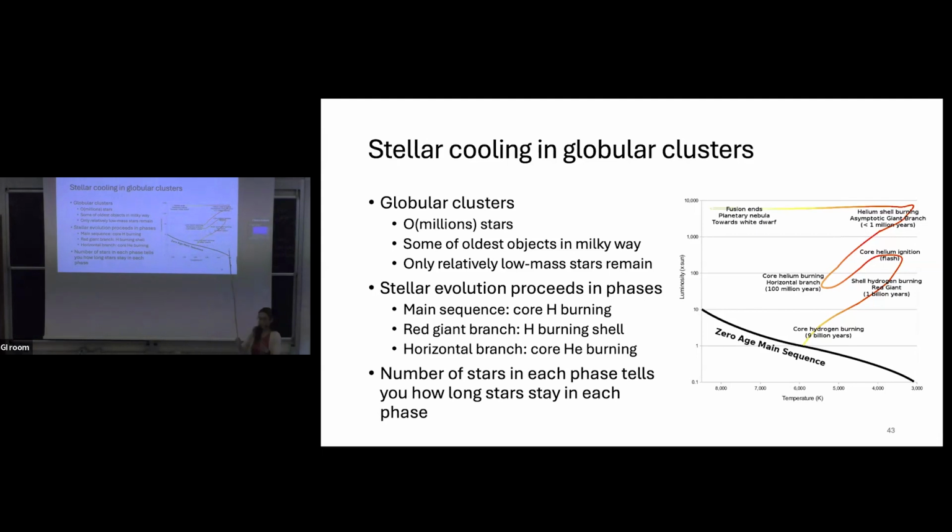So basically, when you're looking at a globular cluster, you can do a population study where you count the number of stars in each of these places in the diagram. And because they've been around for a long time and things are sort of stable, that's going to tell you something about how long the stars will live in each phase of their life.